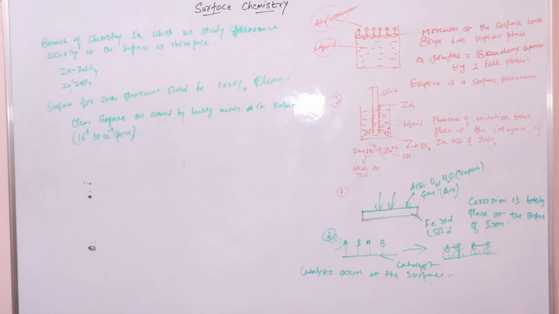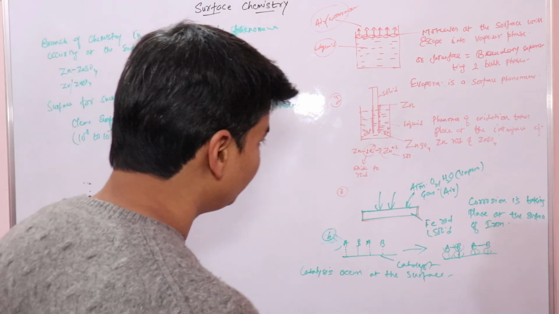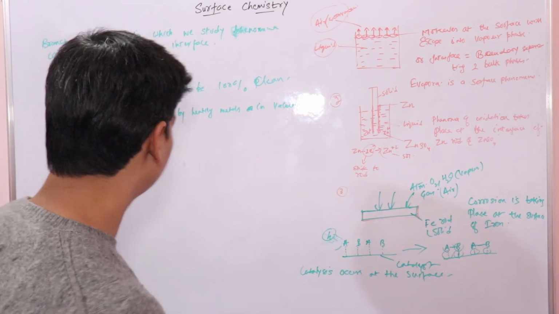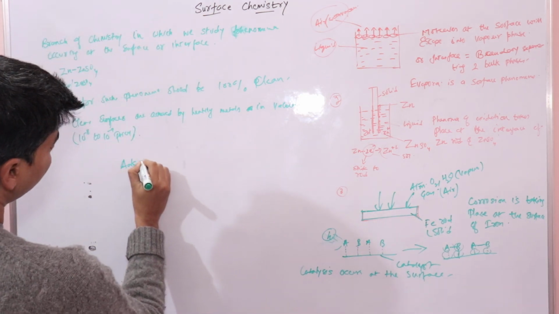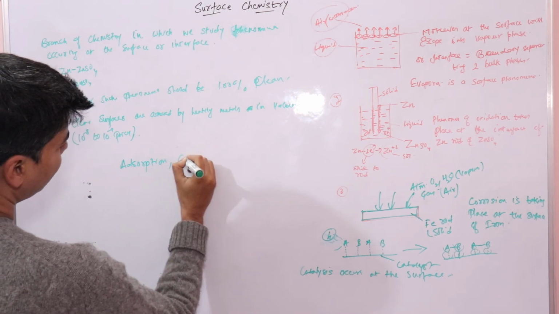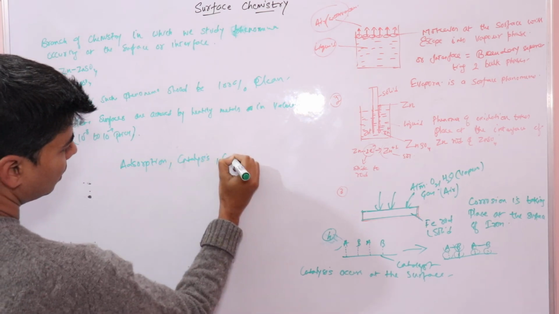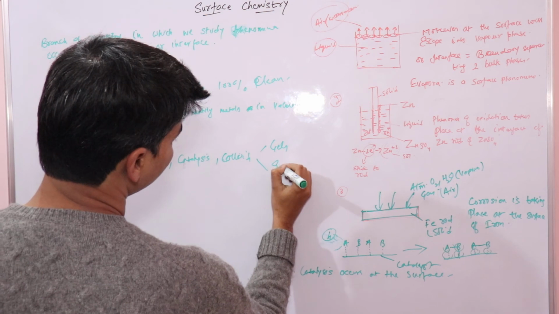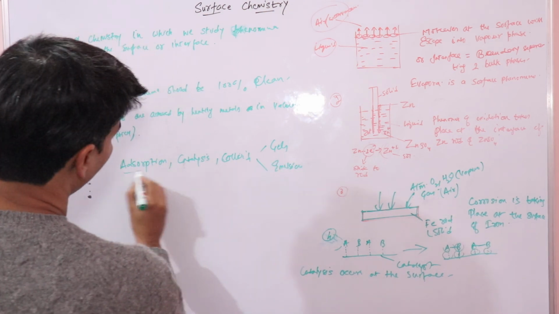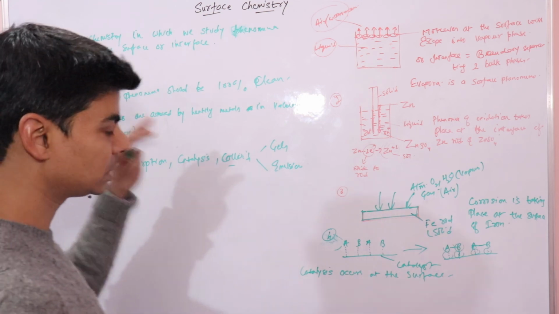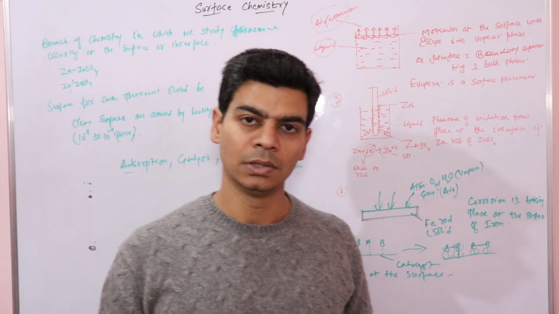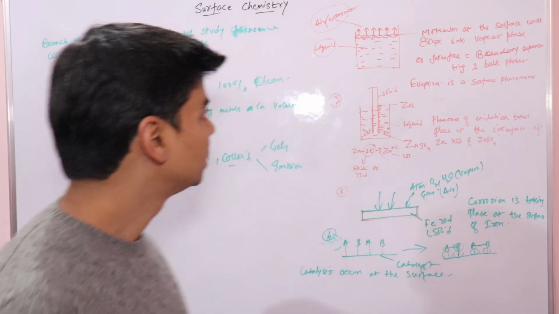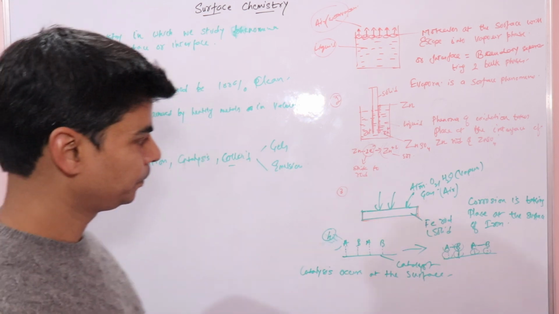So in this entire chapter, we will be studying some of the surface phenomena in detail. We will be studying adsorption, catalysis and colloids, including colloids such as gels and emulsions. We would be doing these three things, adsorption, catalysis and colloids, in detail. We'll be doing all these things in our next video lectures. I hope all this is clear to you. So thanks.